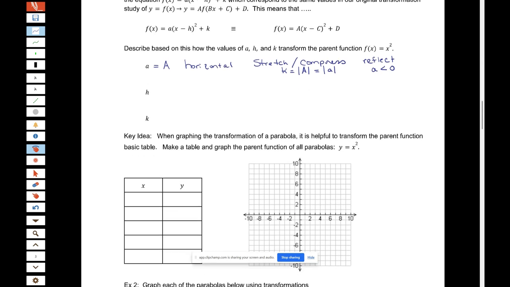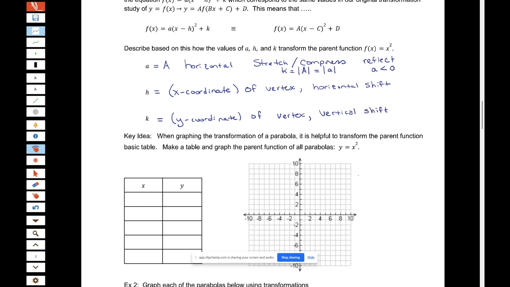h is the x coordinate of the vertex. Sorry about that. Okay, so it's the x coordinate of the vertex, but it also gives us the horizontal shift. k is the y coordinate of the vertex, and that gives us the vertical shift.